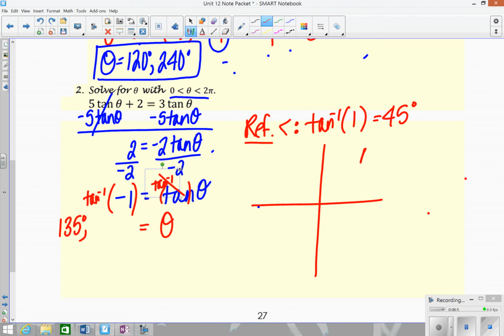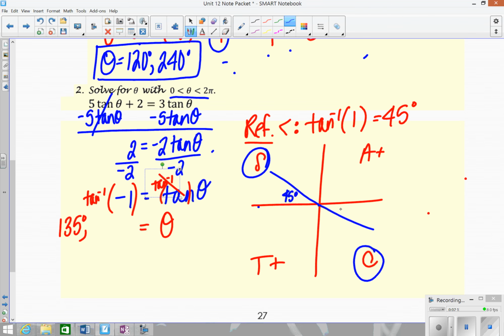So I look at my quadrants. All students take calculus. Tan is supposed to be negative because it's tan of theta equals a negative number. So this is positive, tan's positive there, and tan's positive here. So I'm looking at these two quadrants, and I'm looking at the 45-degree reference angles from those. And remember that the reference angles always come off of the horizontal axis. It's like your bow tie.